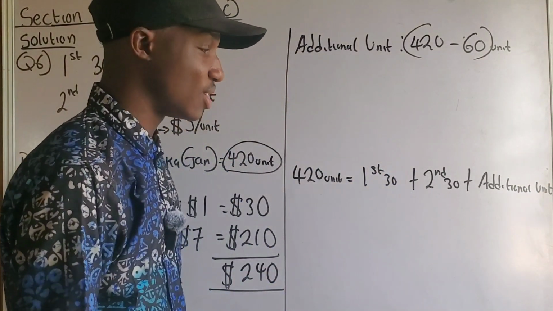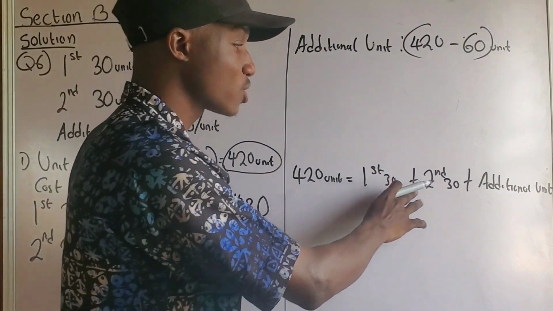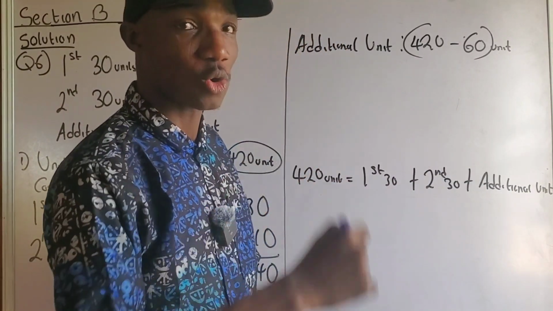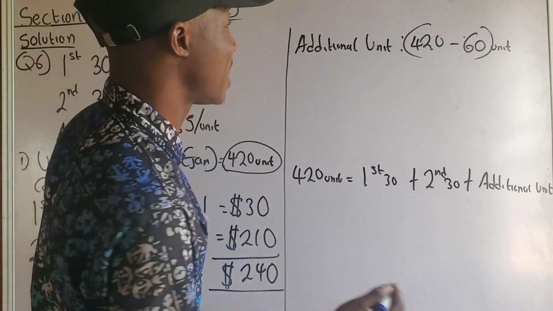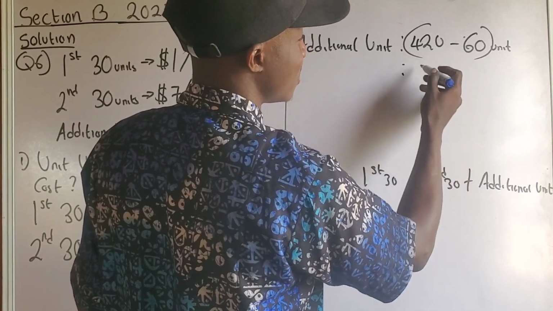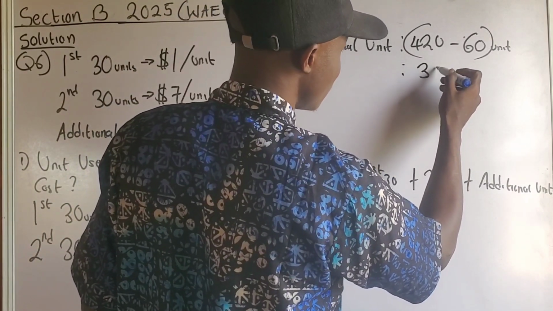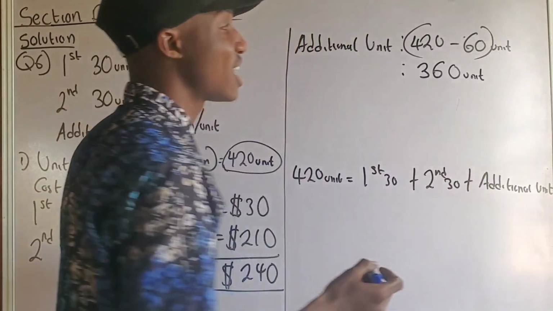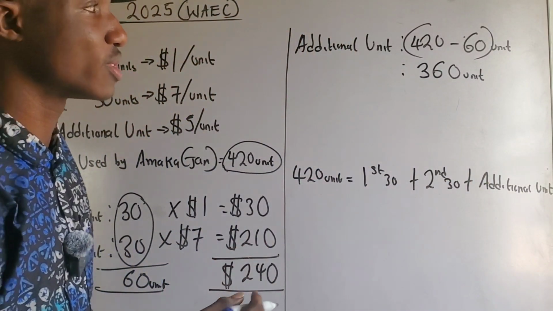You understand? The cost of the first 30 plus the cost of the second 30 plus the cost of additional units of electricity that she consumed in the month of January. So just pay attention. For this now, I'm going to have 420 minus 60. That is 360. Okay. So the additional units that Amaka consumed is what?